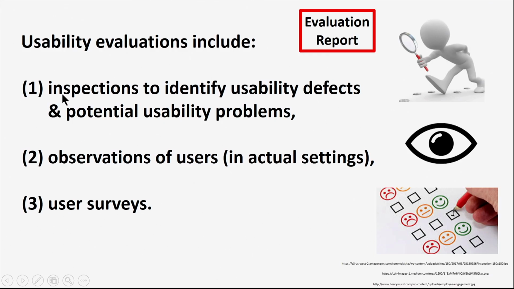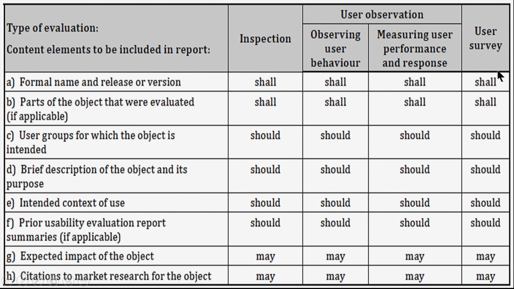There's several types, and so you can have inspections, which I talked about earlier, observations of users in real settings, and finally surveys. So these are the three basic types of methods that they focus on. And then, as with some of the other documents, what are the specific things you want in a report? They talk about, again, as I mentioned, inspections, different kinds of observations, two classes, and user surveys. And then here are all the things that you could measure: intended context of use, prior summaries.